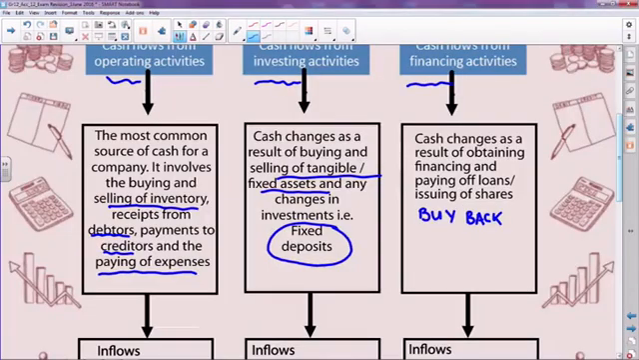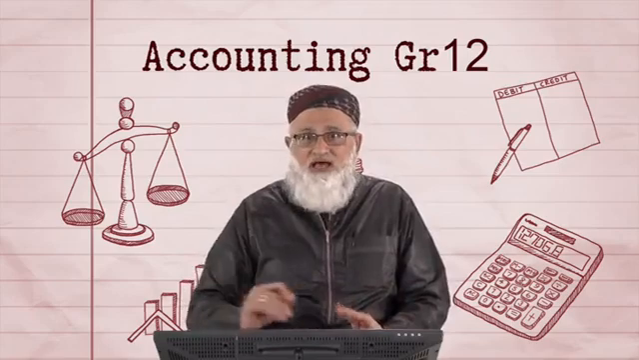Okay, now, I'm going to give you a minute to jot down for me what you would regard as inflows when you're looking at these three categories that we have discussed. It means under operating, I want you to give me inflows. Under investing, I want you to give me inflows. And under your financing, I want you to list for me items that you would regard as your inflows. You've got a minute today to do that. Go for it.